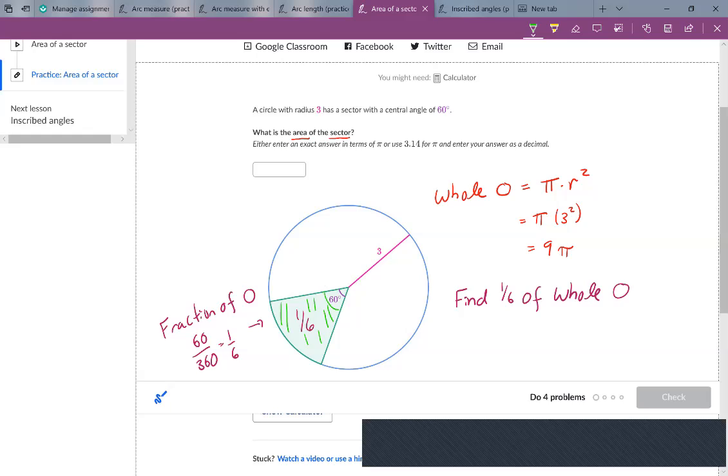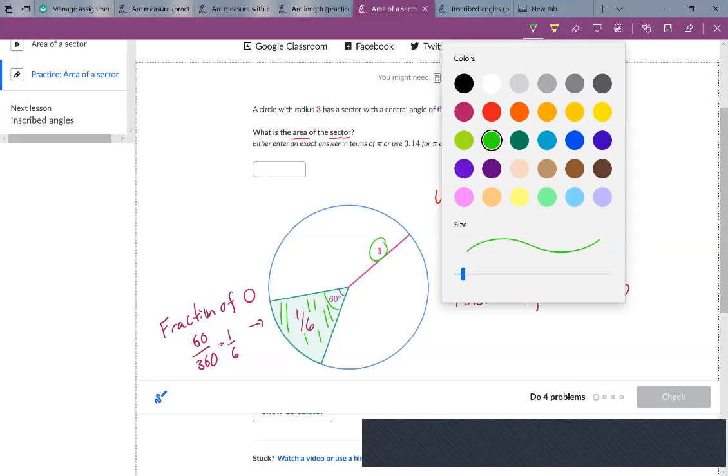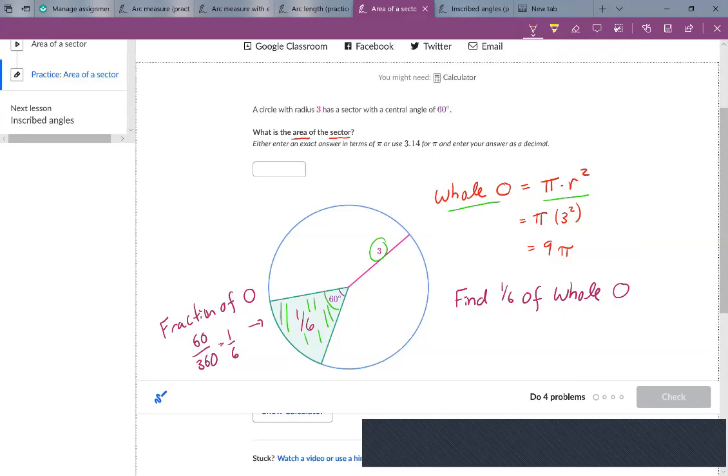And we know how to find area because the area of a whole circle is pi r squared. So we just need to find the area of the whole circle, which is pi times radius squared. Radius is 3. So pi times 3 squared, or 9 pi. But that's the whole area of the whole circle. And we know we have 1/6 of the circle, so we just need to find 1/6 of the area. So to do that, we just need to find 1/6 of 9 pi, which will be 3/2 pi. Or you can times it by 3.14. And that's it.